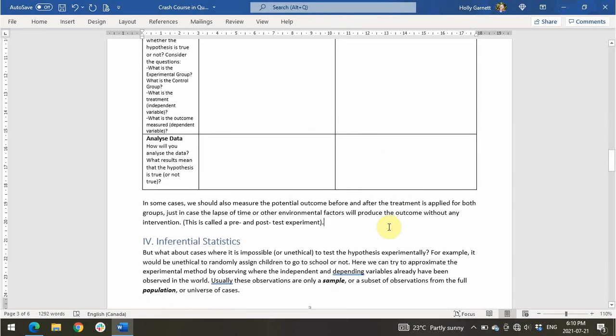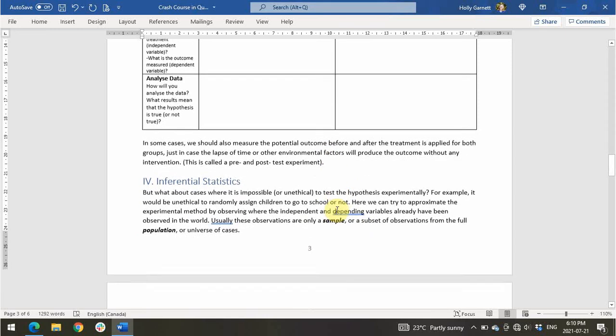There's also ways that you can measure outcome before and after the treatment, if it's applied for both groups. There's also cases where the lapse of time just in general is going to produce an outcome. So you might do a pre and post test experiment too, but I think you can probably get from this is the general idea behind an experiment.